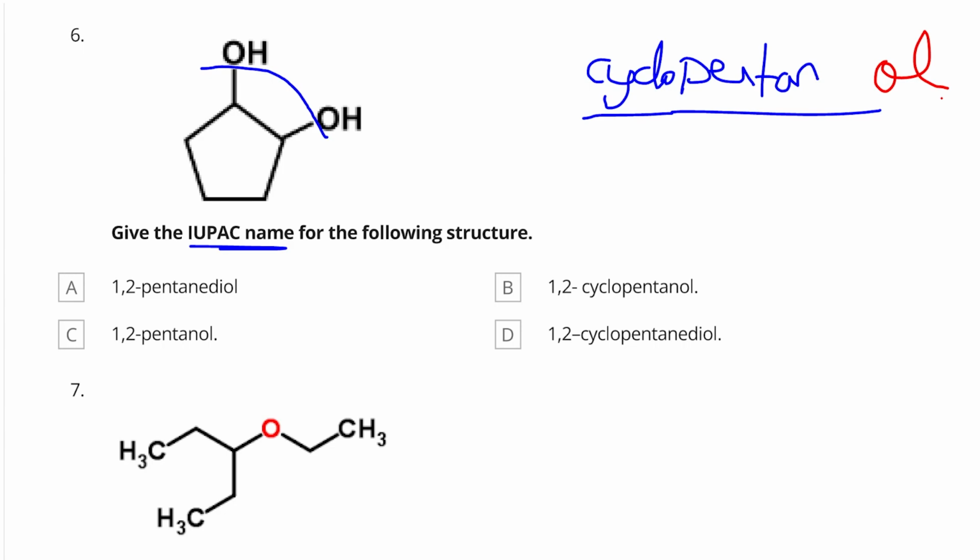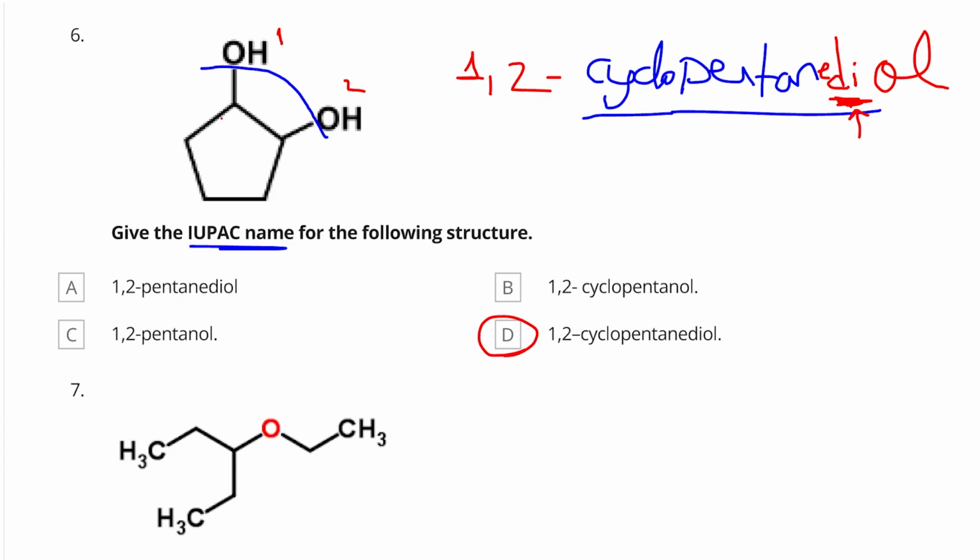But still, it's not enough. As you see, there are 2 identical groups, 2 alcoholic groups. So the suffix must include the prefix. It's the determinant of how many alcoholic groups there are. So it is cyclopentane, pentane, diol, derived from the alkane naming. But still not enough. We have to give the position of the groups, which are 1, 2, cyclopentane-1,2-diol. So this is the answer.